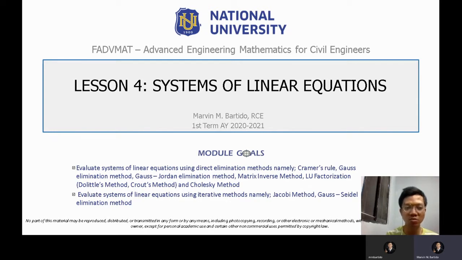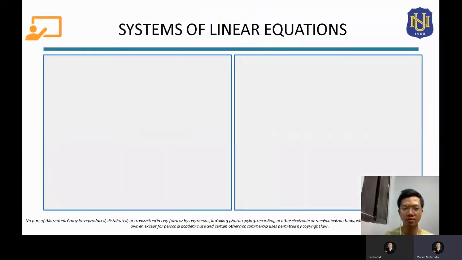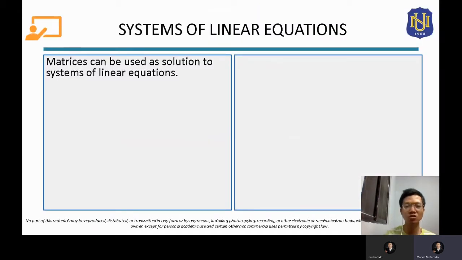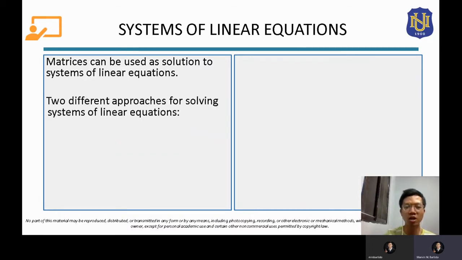The first one is students must be able to evaluate systems of linear equations using direct elimination methods, namely Cramer's rule, Gauss elimination method, Gauss-Jordan elimination method, matrix inverse method, LU factorization, that is Doolittle's method and Kraut's method, and Cholesky method. And students must be able to evaluate systems of linear equations using iterative methods, namely Jacobi method, Gauss-Seidel elimination method. So matrices can be used as solution to systems of linear equations.